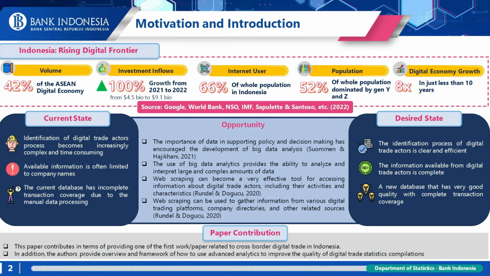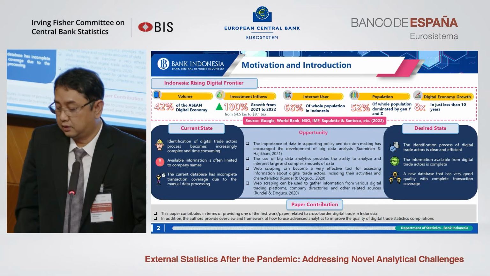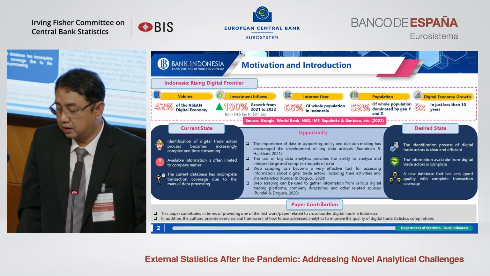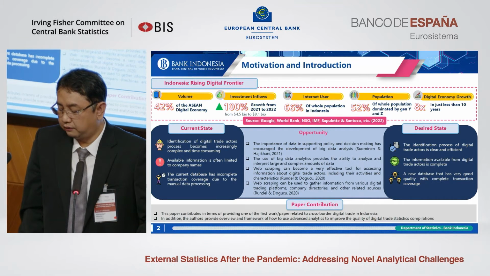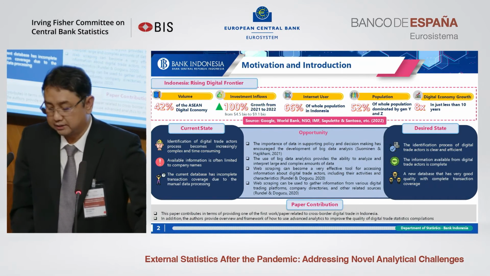In compiling cross-border digital trade statistics, we have formulated the current state and the desired state. Today we are still facing problems like the complex and time-consuming process of identifying trade actors. We are also facing challenges like limited information about company names, and there is still a manual process in finding company profiles. At the desired state, or the goal that we want to achieve, we expect to get information on digital trade actors which is complete, clear, and efficient, which is beneficial in building a database with good quality and complete transaction coverage.